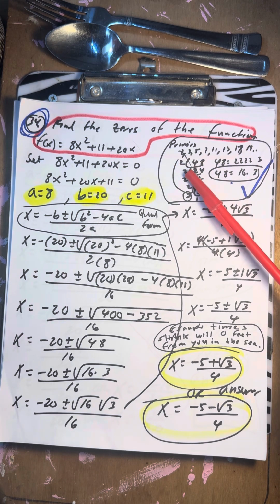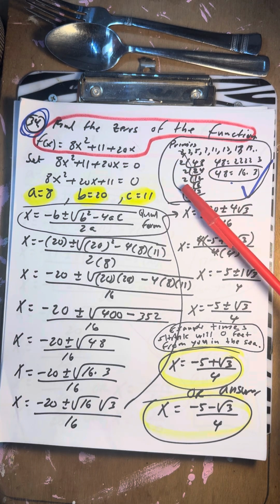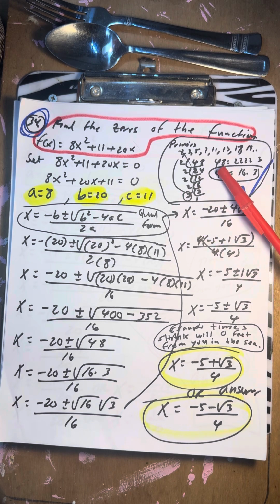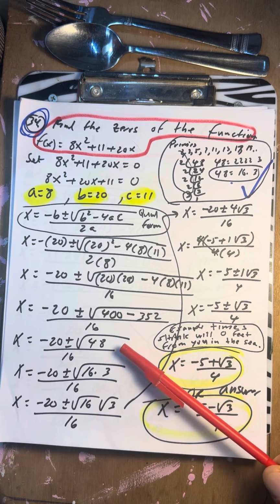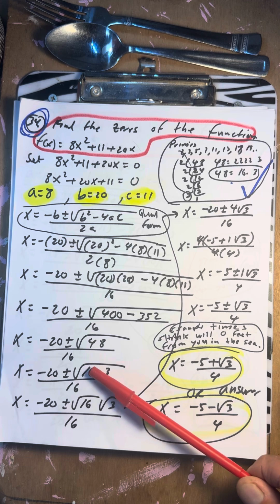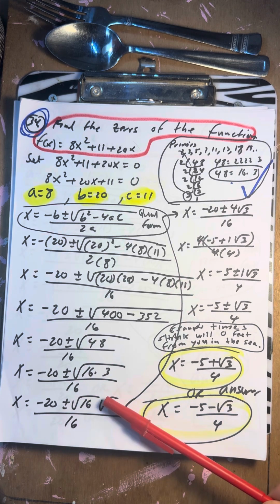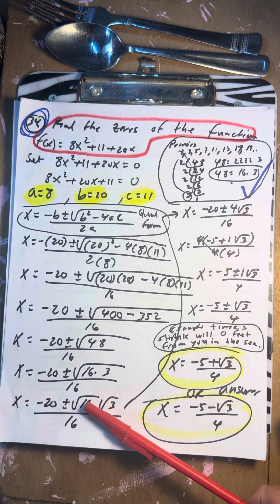2 divides 48. Yes, 2 divides 24. 2 divides that. 2 divides that. So we ended up with 48 is 2, 2, 2, 2, and a 3. Or 48 is 16 times 3. Now we're going to use this number right there. Break it: 48 is 16 times 3. Or square root of 16 times square root of 3. And square root of 16 is 4.